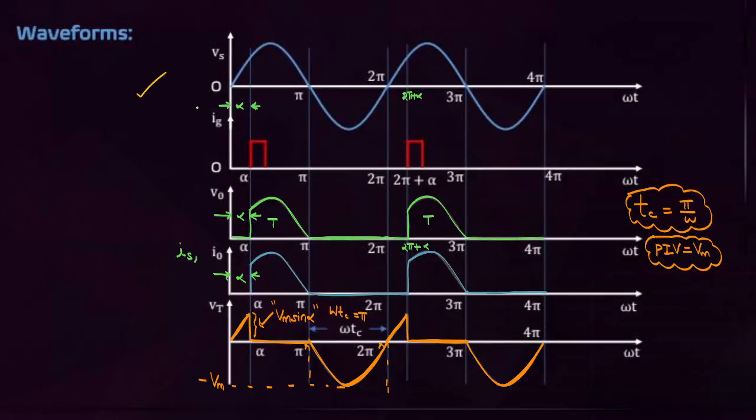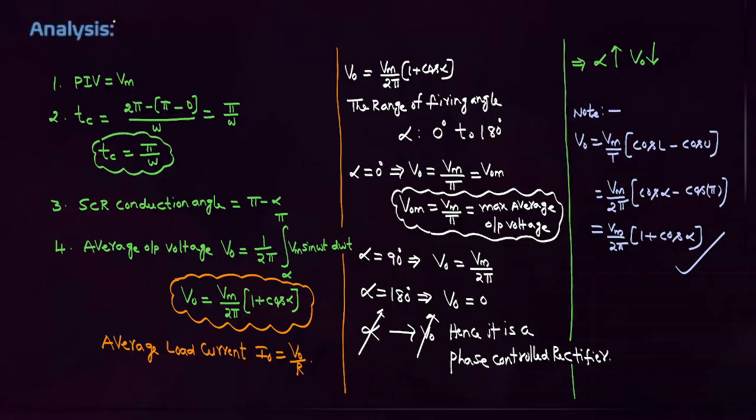These are the waveforms. No need to concentrate on the waveforms. Just by considering the firing angle, in the positive half cycle you can get the output voltage. Negative half cycle, there is no output. Again, positive half cycle, we can get the output voltage. And you have to concentrate on the voltage across the thyristor waveform also. But it is mainly very important from the GATE point of view, analysis point of view.